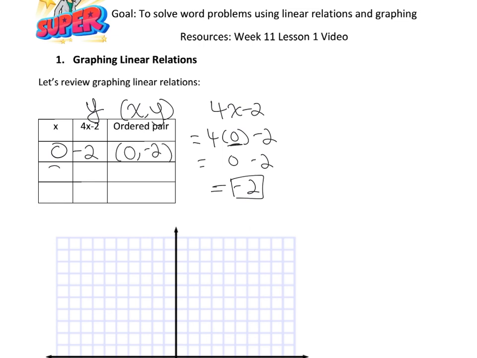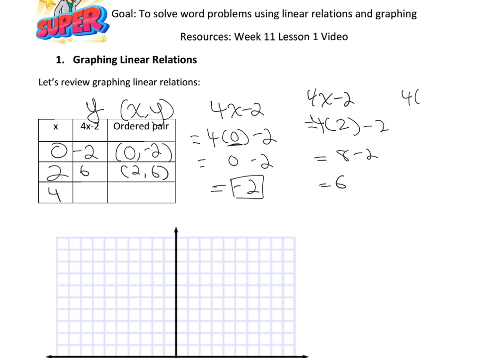Maybe for the next one I'll pick 2. So I go 4x minus 2. I use the same relation. We'll figure out what y is going to be when x is 2. This gives us 4 times 2 minus 2. That is 6. So I have 2 and 6 as my ordered pair. Last one, let's use 4. 4 times 4 minus 2 gives us 14. So when x is 4, our y is 14, so our ordered pair is 4 and 14.